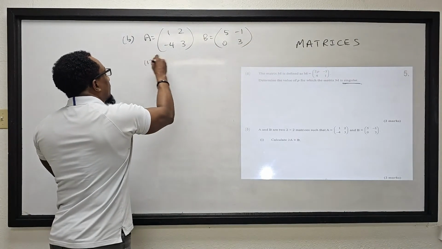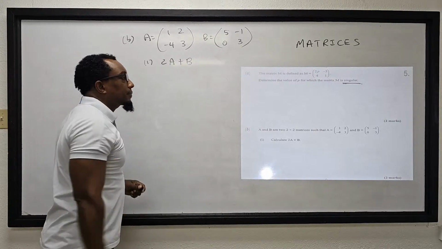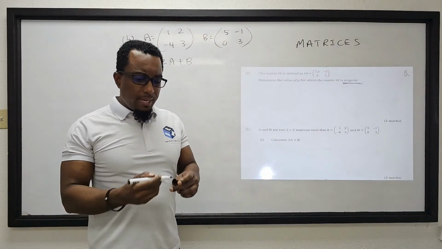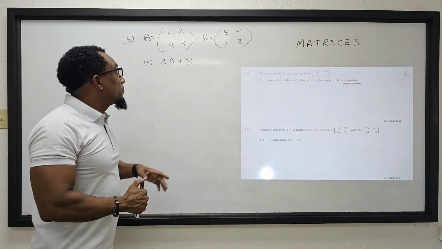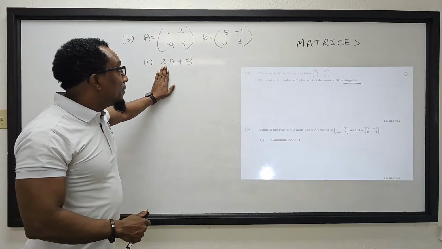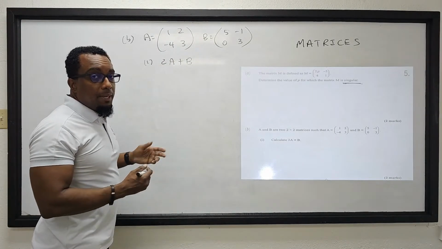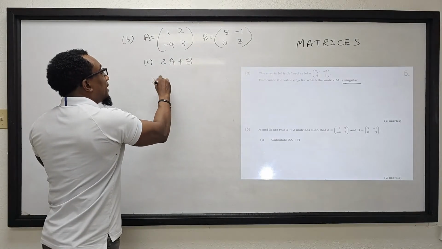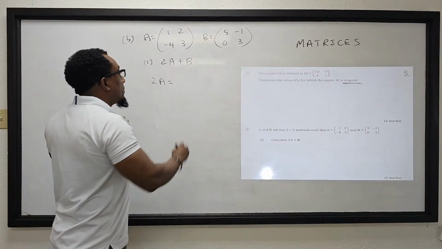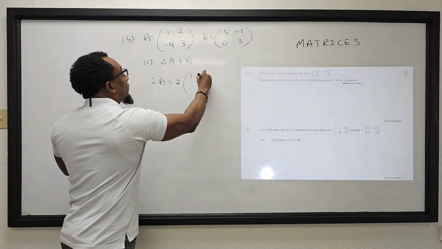1. 2A plus B. I would not confuse us. We would have straightforward, simple, easy thing. So we're going to do what? Work out 2A first. That's scalar multiplication. 2 in front is known as a scalar, right? We call it a scalar. So you're multiplying 2 by matrix A.